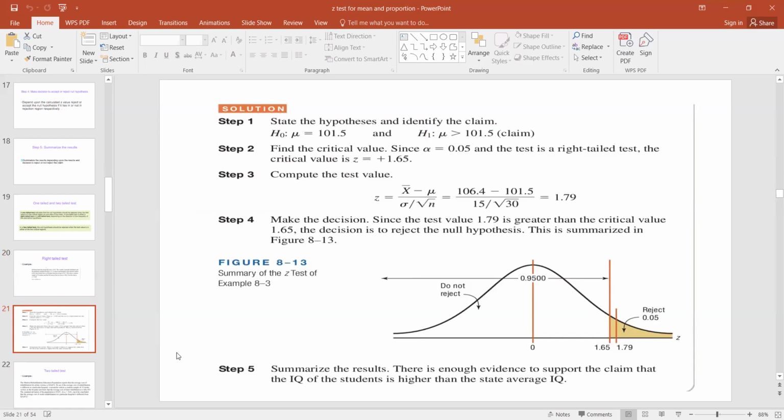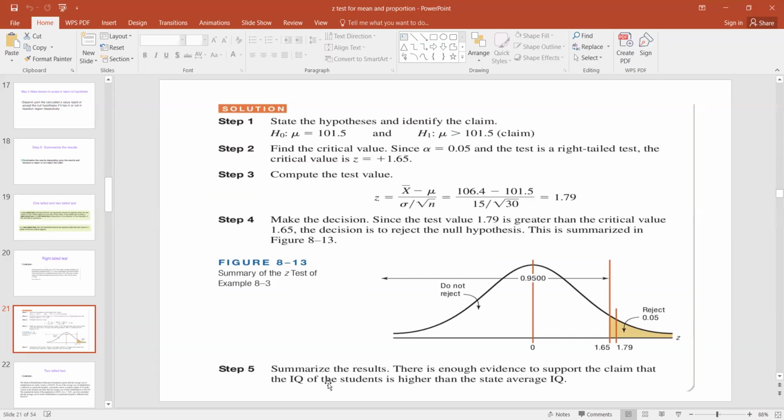Solution. Step 1, state the hypotheses and identify the claim. Null hypothesis: mu is equal to 101.5, and alternative hypothesis: mu is greater than 101.5, which is the claim. Step 2, find the critical value. Since alpha is 0.05 and the test is a right-tailed test, the critical value is z equal to plus 1.65. Step 3, compute the test value. This is the result: z is equal to 1.79. Now make the decision. Since the test value 1.79 is greater than the critical value 1.65, the decision is to reject the null hypothesis.